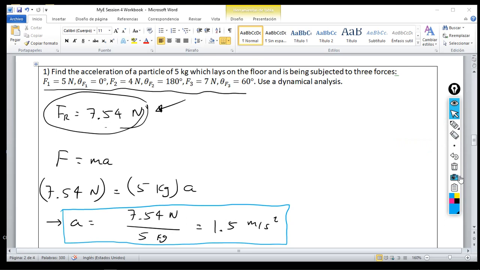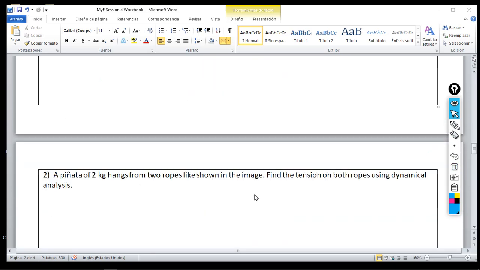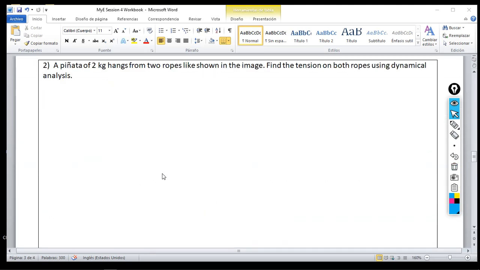Okay, let's go to the other problem. I'm only gonna teach you two problems. This is the next. This is about tensions. It says a piñata of 2 kilograms hangs from two ropes, like shown in the image. What image? The one I'm gonna draw in a moment. Find the tension on both ropes using dynamical analysis. So again, we have to perform something very similar to what we did in the first problem.